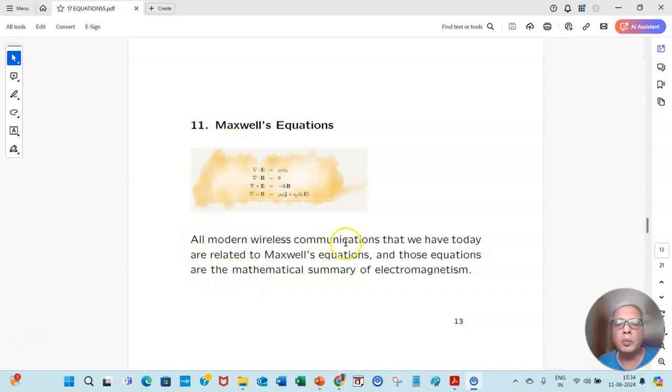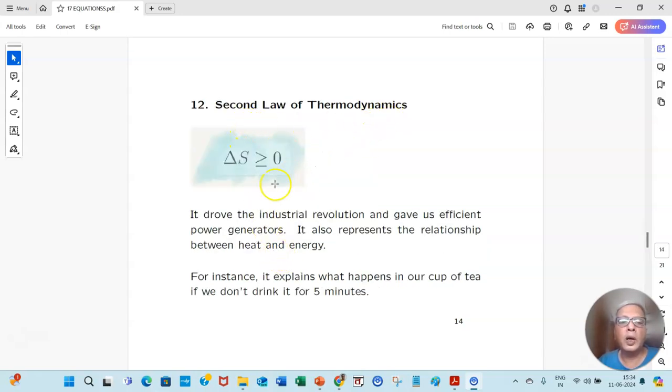All modern wireless communications that we have today are related to Maxwell's equations, and those equations are a mathematical summary of electromagnetism. It came from the study of electromagnetism by Maxwell. Second law of thermodynamics. It drove the industrial revolution and gave us efficient power generators. It also represents the relationship between heat and energy. For instance, it explains what happens in our cup of tea if we don't drink it for 5 minutes.